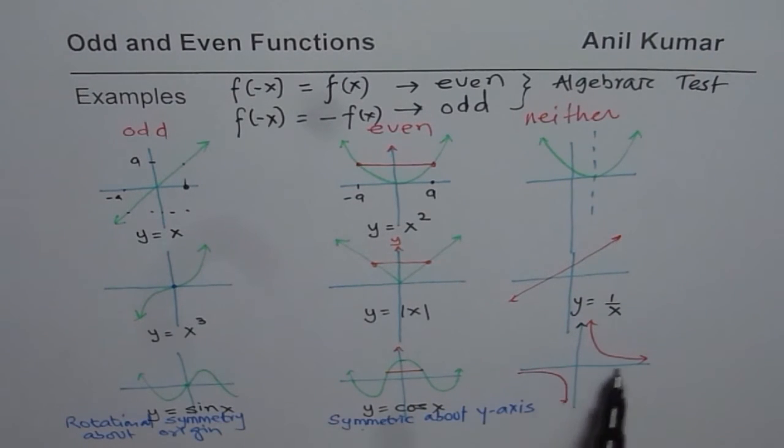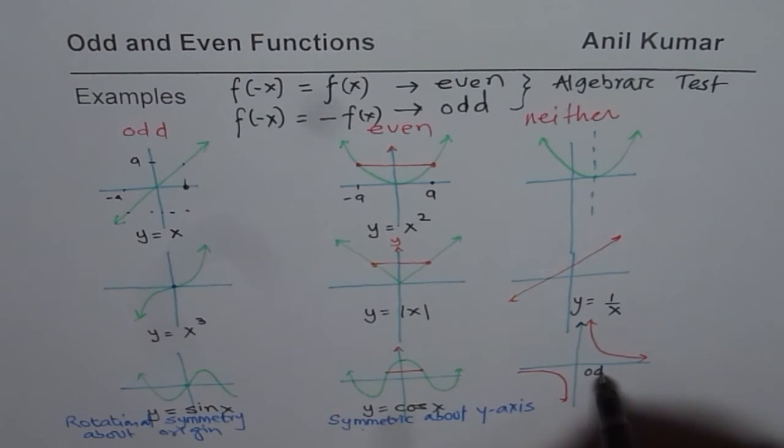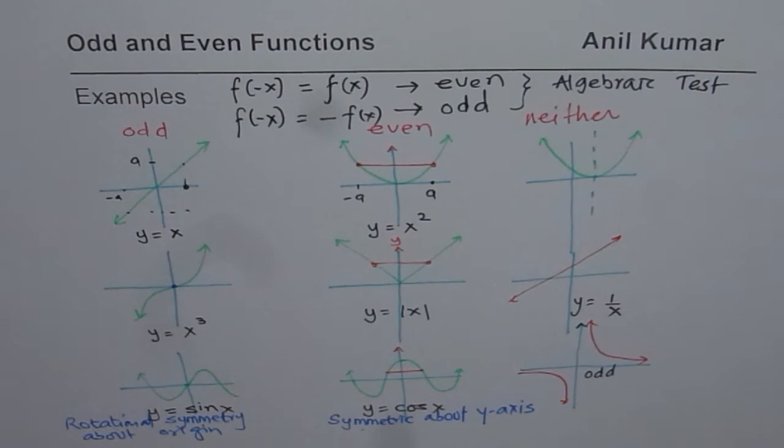Now can you tell me what kind of symmetry this function has? It is symmetric about the origin. Do you see that? So therefore it is an odd function. So it is an odd function, and also you will notice that f of minus x is minus 1 over x. So algebraically you can prove that this function is an odd function, correct?